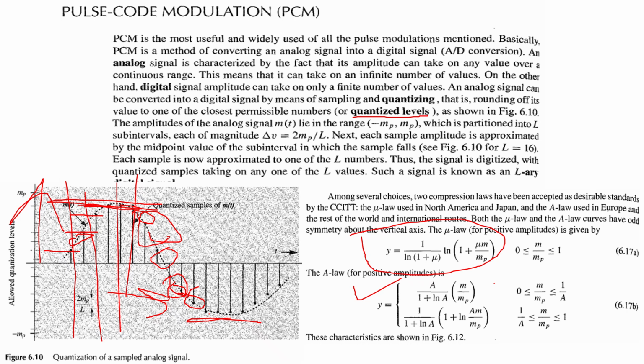So here is the equation for how the step size can vary. y is equal to 1 over ln(1 plus mu) and so on. So this is mu law. That is how it will vary, and the value of mu you can check, right? Similarly A law. So these are called companding techniques.